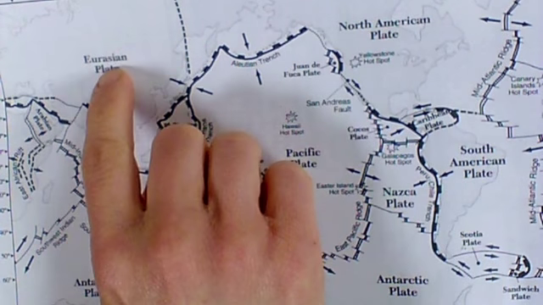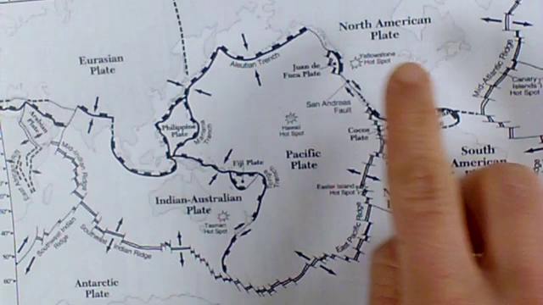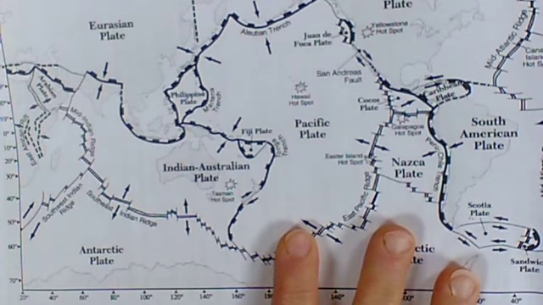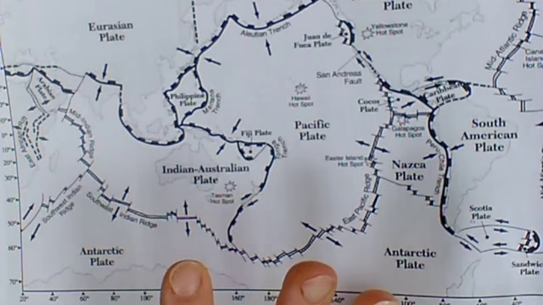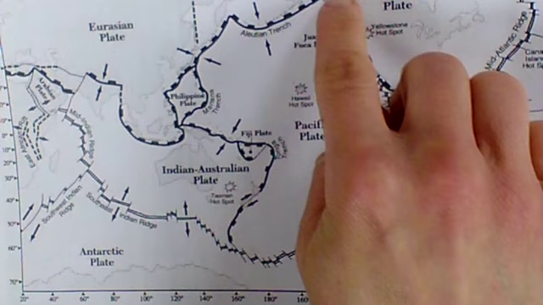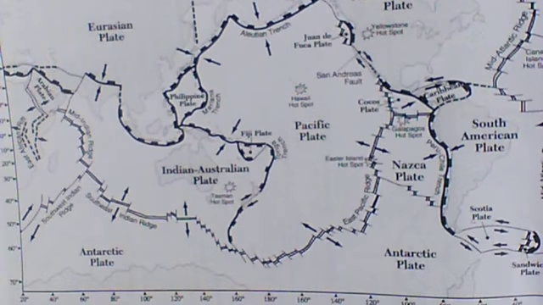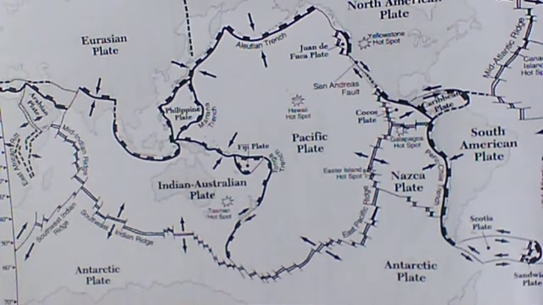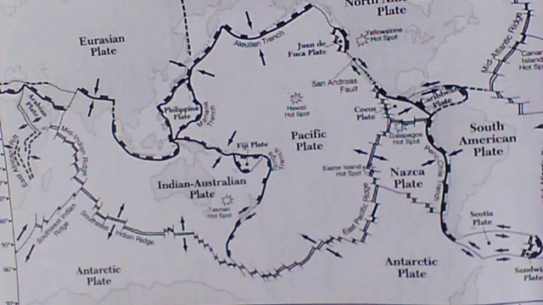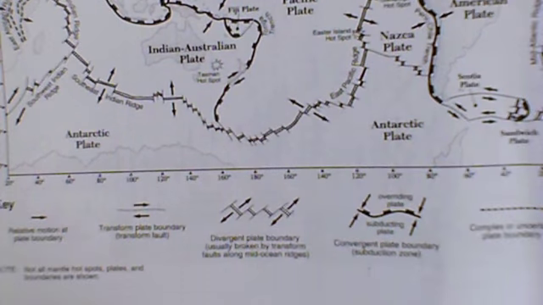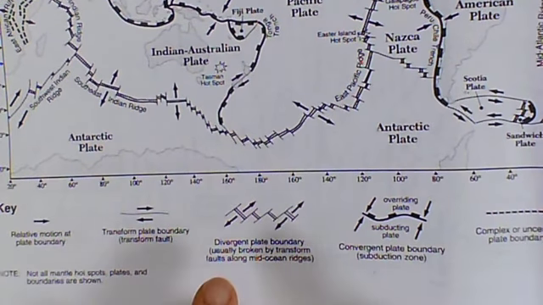It has labels like Eurasian plate and North American plate and Pacific plate and Indian Australian plate and other plates. The crust of the Earth is broken up into these, what they call plates. And there are boundaries between the plates, and there are different things happening at each of these boundaries. The symbols tell us what is happening at the boundaries. If we go down here, and we're going to talk more about these words later as well, we're going to focus on divergent and convergent today though.